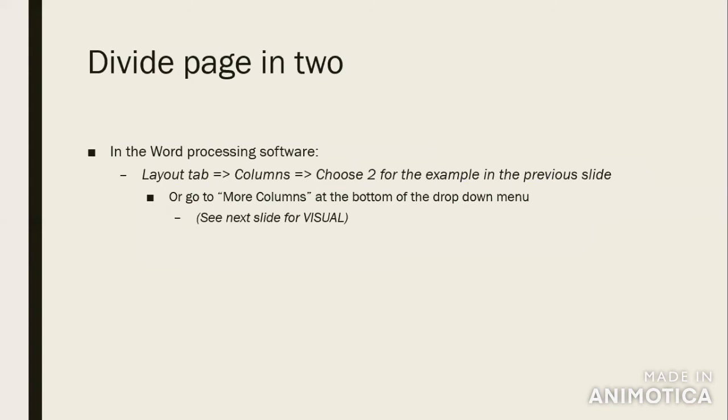Now, in any word processing software that you use, and we know the one that we're using, you'll go to the layout tab, columns, and choose two for this particular exercise, because they need two columns. You have one, two, and three for default settings. Or if you want to make sure that you type it in yourself, you can go all the way to the bottom where it says more columns at the drop-down menu, and you can select more columns, and then you can type in the number of columns that you want to have on your paper.